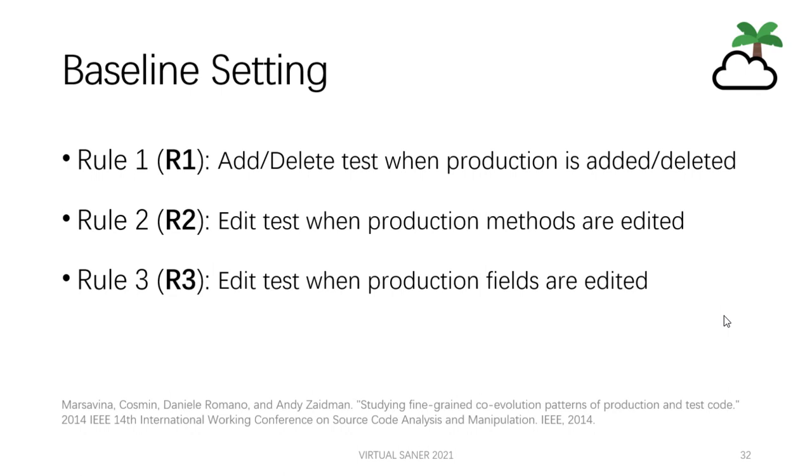We select 3 baseline rules for deciding test updates. For example, rule 1 says to add or delete a test file when a production file is added or deleted. Rule 2 is editing the test when production methods are edited. And rule 3 is editing tests when production fields are edited. These rules are proposed by an existing study.